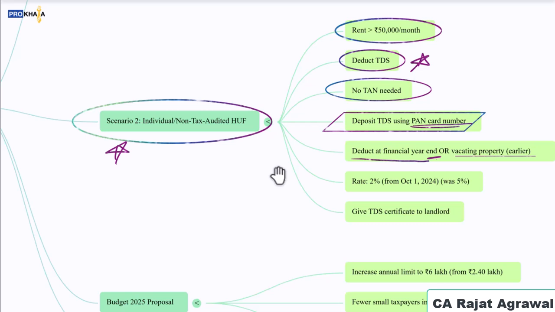Here's something important. The rate of TDS for this group was 5% earlier. But from 1st October 2024, this rate has been reduced to 2%. This is a change to note. You must also provide a TDS certificate to your landlord.